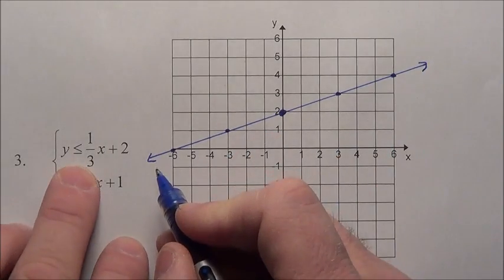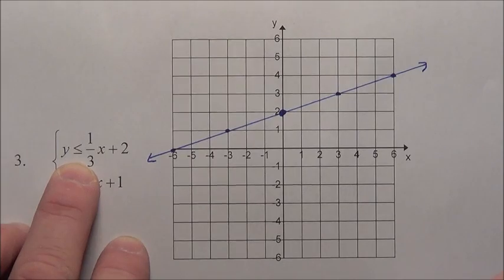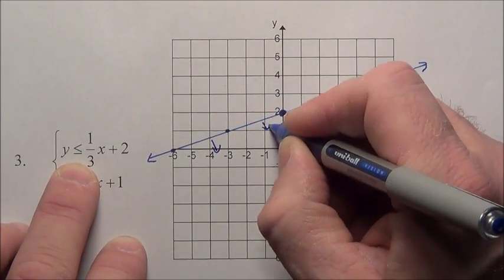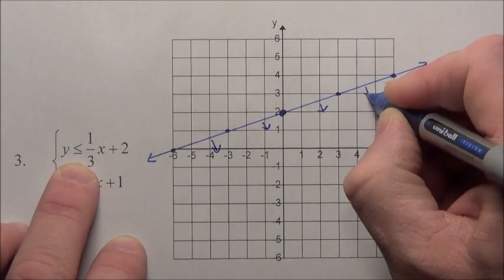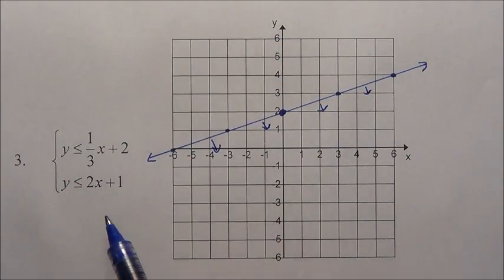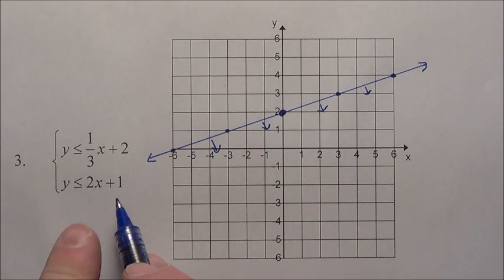Now, it says less than. That means you're shading the points underneath it. Less than it, underneath it. So it's going to be the guys underneath here. Now I'm not going to shade all that yet, but I know I'm going to be shading underneath it when I do, in a few minutes, because I still have to do this guy too. I've got to do this inequality.